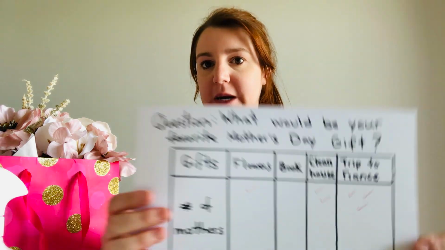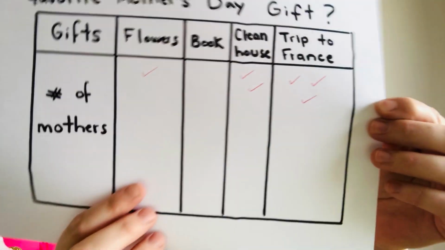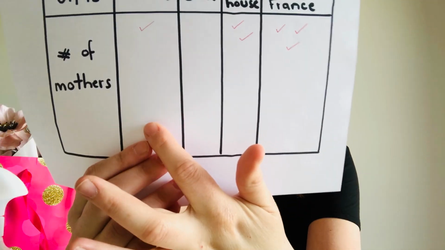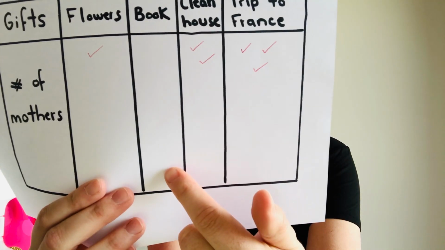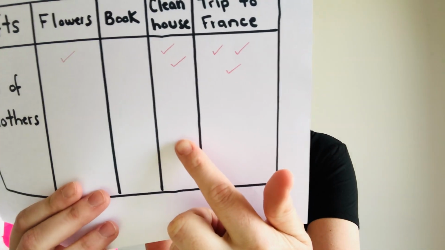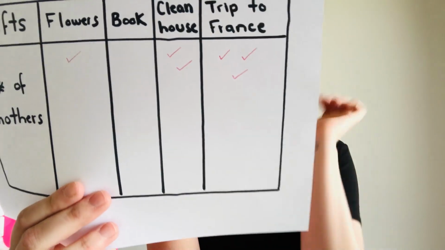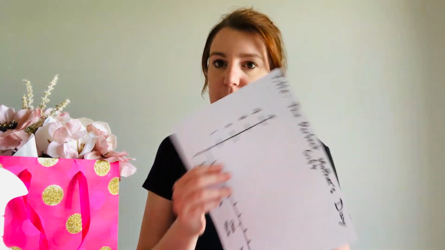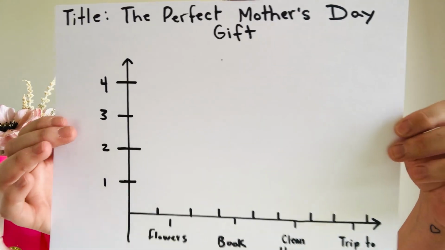Now that you're done with your phone calls, it's step number 3. So step number 3 is graphing. So now you can go ahead and start your bar graph to see what was the perfect Mother's Day gift. So starting with your chart right here, see, I put some check marks where the people answered. So I had 1 answer for flowers, 0 answer for book, 2 for cleaning the house, and 3 for the trip to France. So now I will be ready to put those answers in my bar graph.